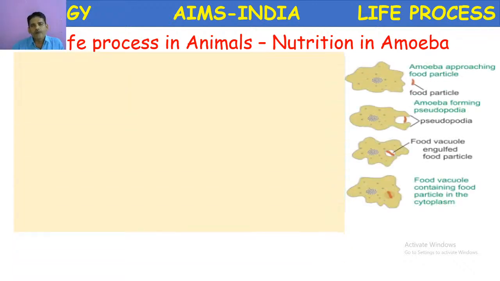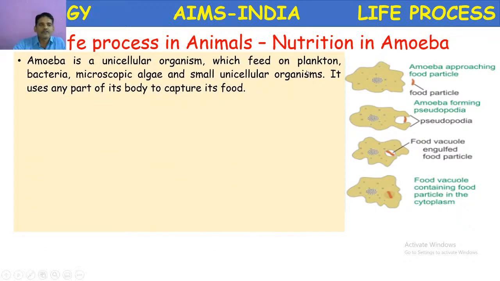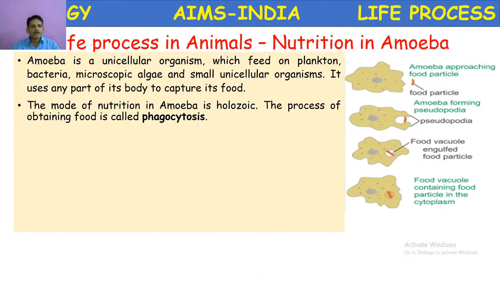As we all know, amoeba is a unicellular organism. This amoeba feeds on plankton, bacteria, microscopic algae, and small unicellular organisms. It uses any part of its body to capture its food. The mode of nutrition in amoeba is holozoic nutrition. Holozoic means the nutrition in which the organism consumes particulate food. The process of obtaining food in amoeba is called phagocytosis.